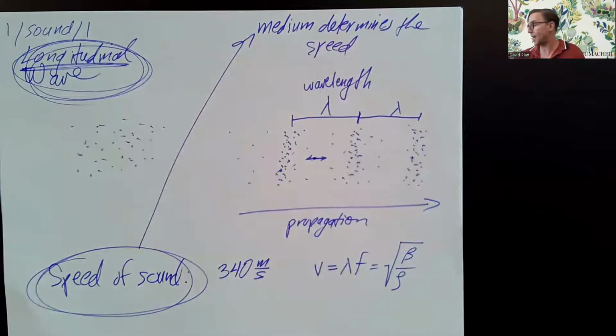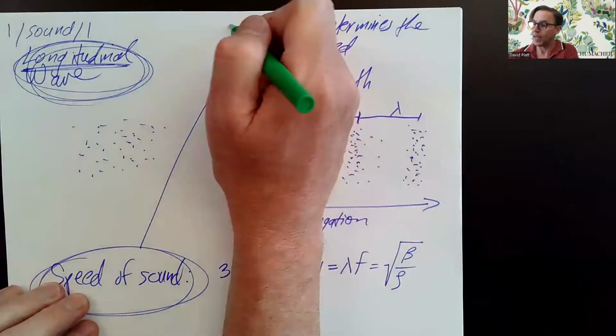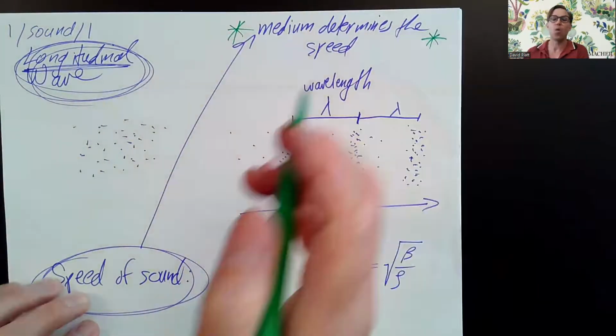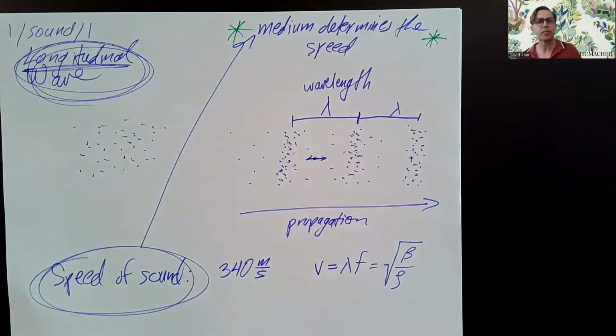That is a great sentence. It's worth putting an asterisk by in your notes, because I know you write down everything I say, or highlighting it. What does that mean? It means that the air here in my classroom determines the speed that sound will travel through it.